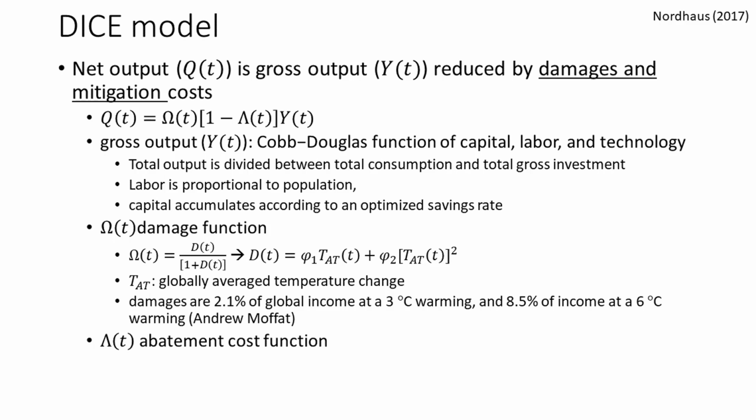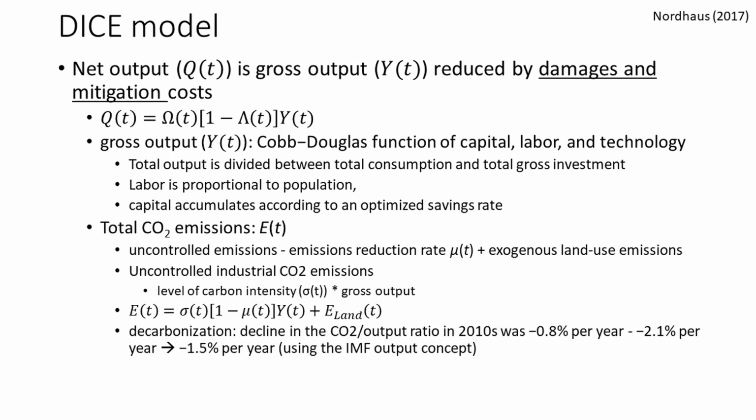And the other thing is the abatement cost function, so this is the mitigation. I don't know why abatement is used, mitigation would be much better term, but okay, stick to it. Then, this is where CO2 emissions are starting to happen. So, CO2 emission, on one hand, it's quite simple because we can say that uncontrolled emission minus emissions reduction rate and exogenous land use emissions. So, this is what we are not able to influence.